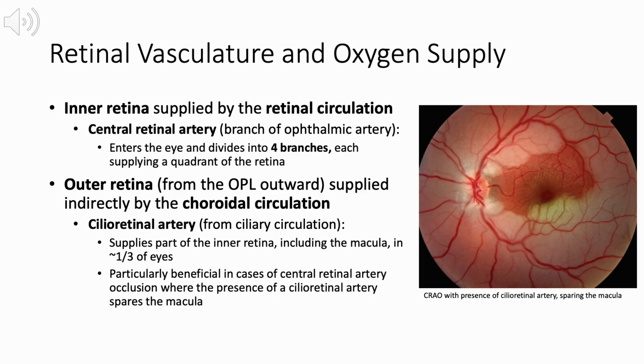An important anatomic variant is the cilioretinal artery, which arises from the ciliary circulation rather than the central retinal artery. The cilioretinal artery supplies part of the inner retina, including the macula, in approximately 1/3 of eyes. Its presence is particularly beneficial in cases of central retinal artery occlusion, as it can preserve macular perfusion and function.